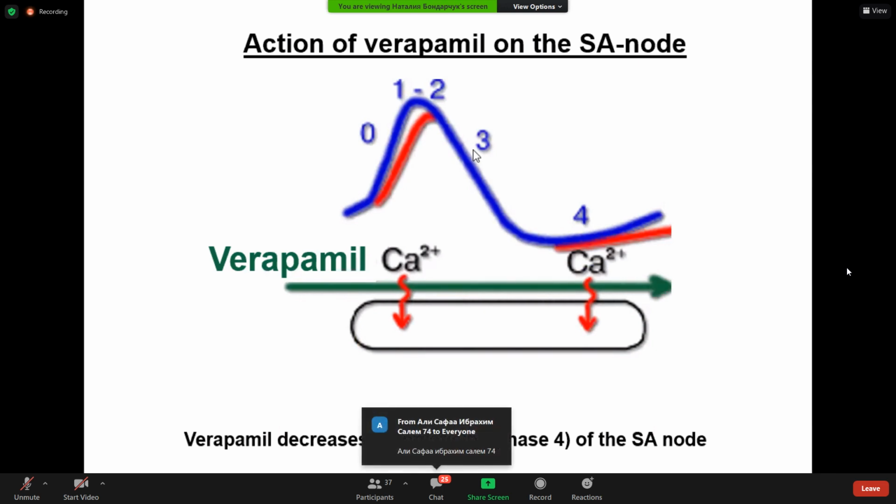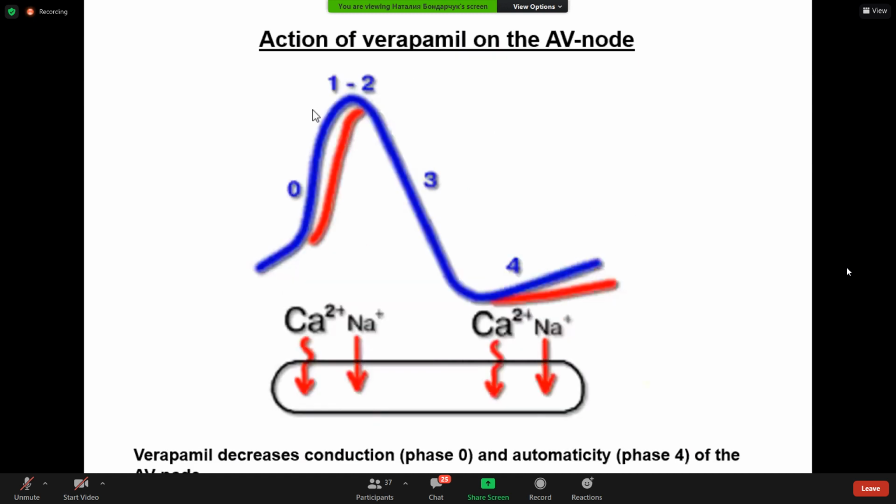So, the mechanism of antiarrhythmic action. Verapamil inhibits calcium channels during the fourth phase. So this drug decreases automaticity of the sinoatrial node. Of course, you can see that it prolongs the zero phase, but it is the pacemaker sinoatrial node, so no need to speak about conduction. But in the AV node, we can speak about conduction. It can be the pacemaker only when the sinoatrial node doesn't work.